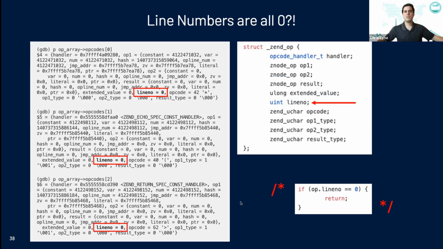Now, I dug into the VLD source code to try and figure out why the instructions weren't being dumped. And I ran into a function that dumps individual instructions. And I found this interesting if block. If op line number equals 0, which they all do, we return, we don't dump anything. So I went ahead and commented that out.